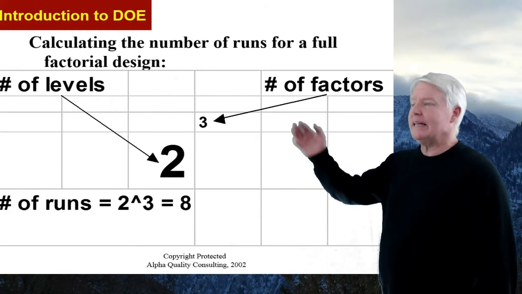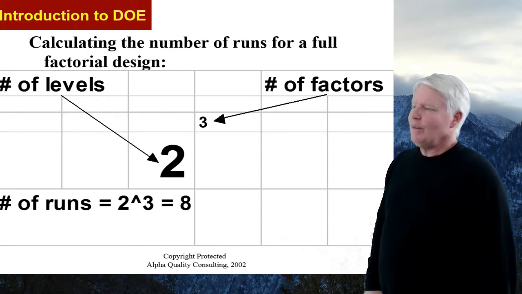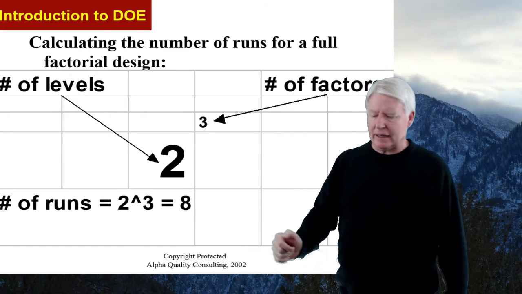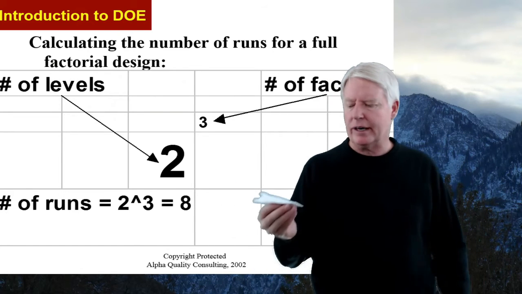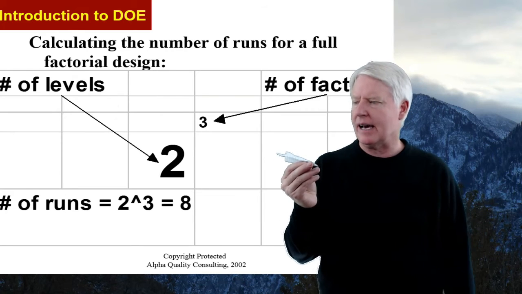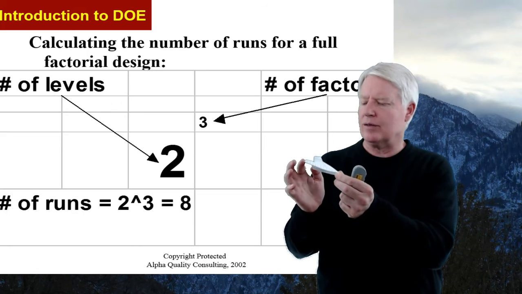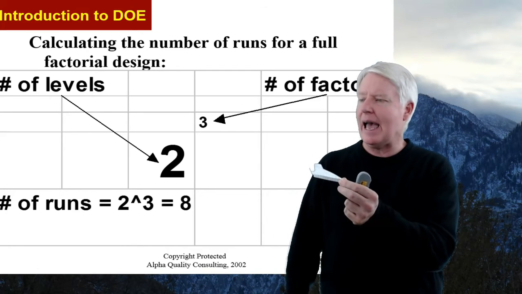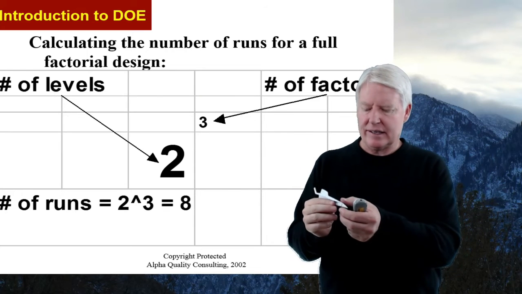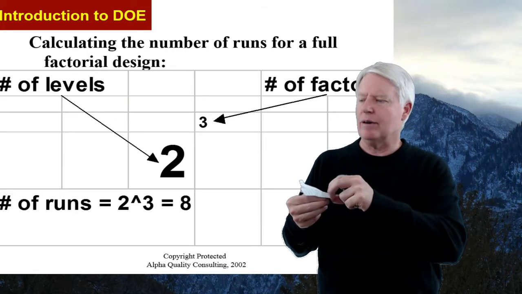Now, calculating the number of runs for a full factorial design. How do we do that? Well, it's pretty easy. The base number is the number of levels. How many levels did I have on every variable? Remember, one of my variables was wing condition. Let's look at that. Wing condition, and it had the wings folded out and the wings folded up. How many levels did I have? 2. 2 levels for every variable. Same way with my nose condition. 1 level folded in, 1 level folded out.